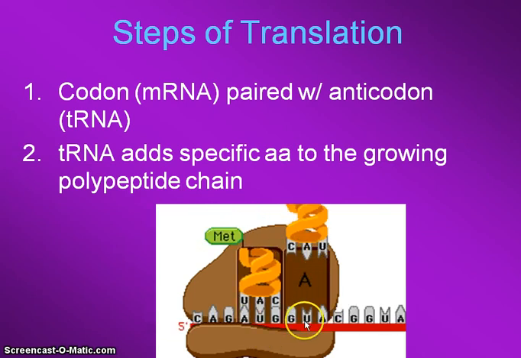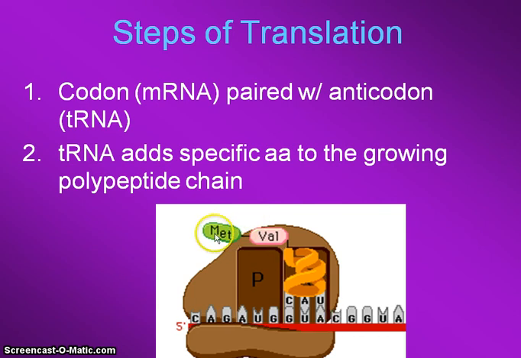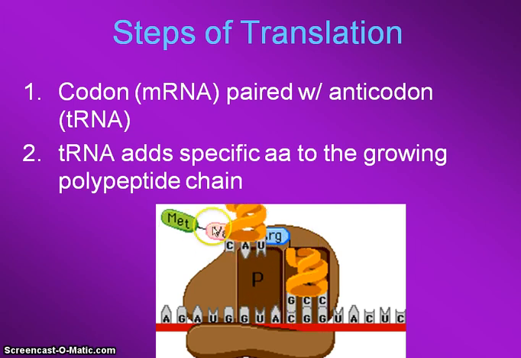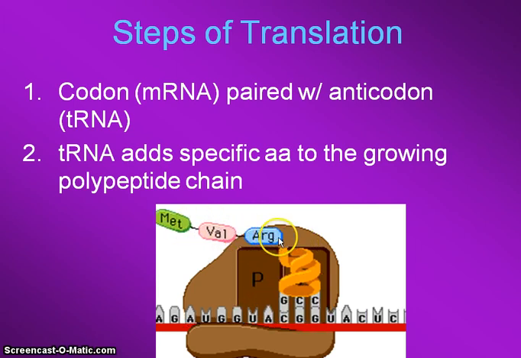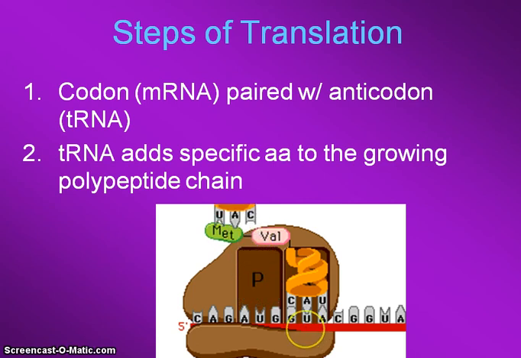So if you're looking at this animation, here's our AUG from our mRNA. So that pairs up with UAC, which was our anticodon that brought methionine. We paired up our next codon with the anticodon on tRNA, and it brought valine. And the process is going to continue, forming these bonds between all of the amino acids until we finally reach a stop codon, at which point the protein will be released and sent off elsewhere in the cell.